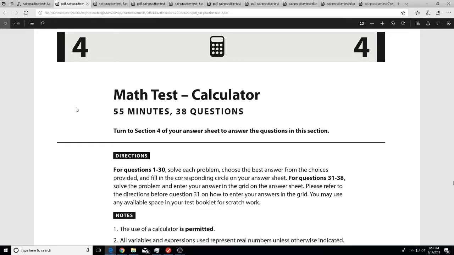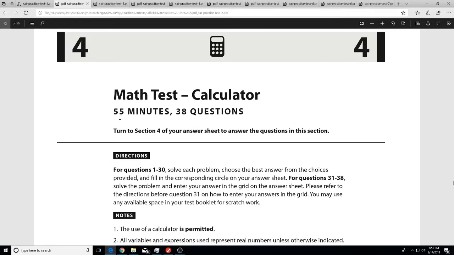Alright, in this video we will talk about the SAT math test. Now there are two SAT math tests, one where you are not allowed to use a calculator and one where you are allowed to use a calculator. And you can tell which one you're working on by this up here. Alright, so we can use a calculator, and test 4 is a calculator allowed test.